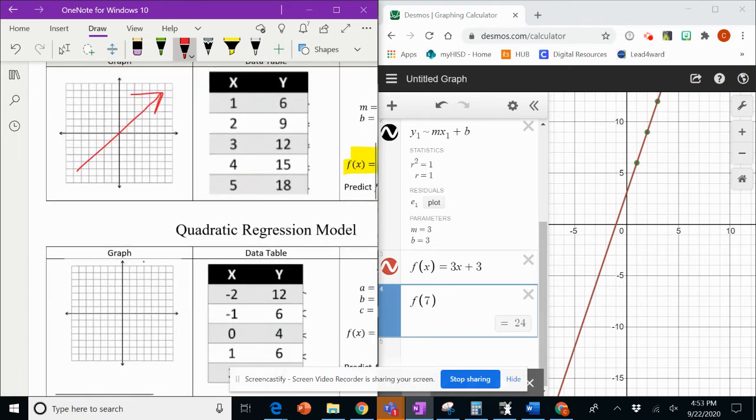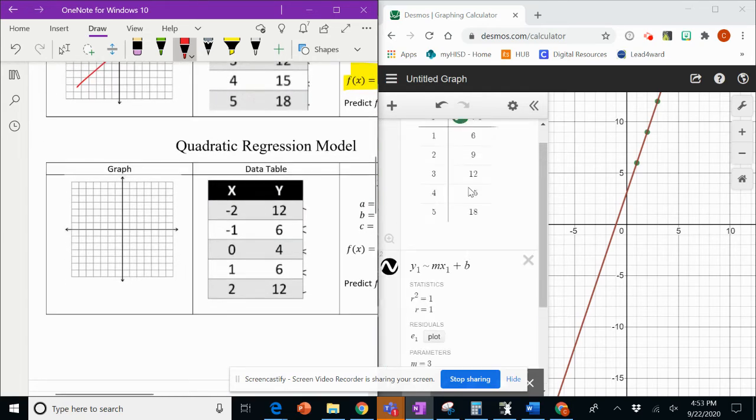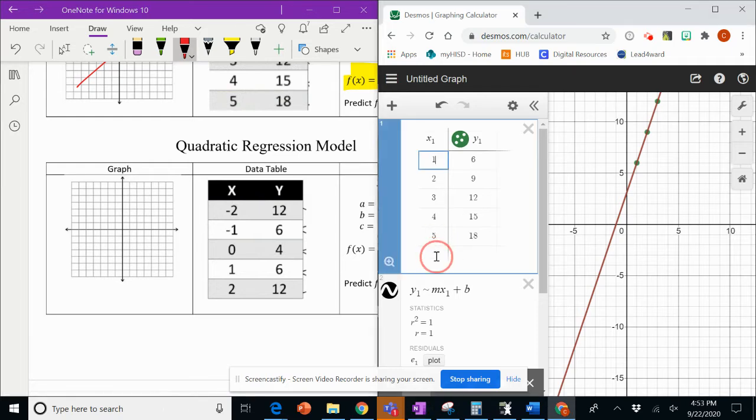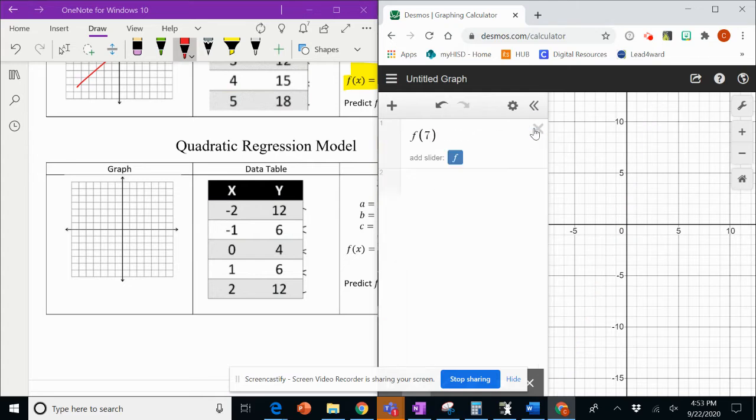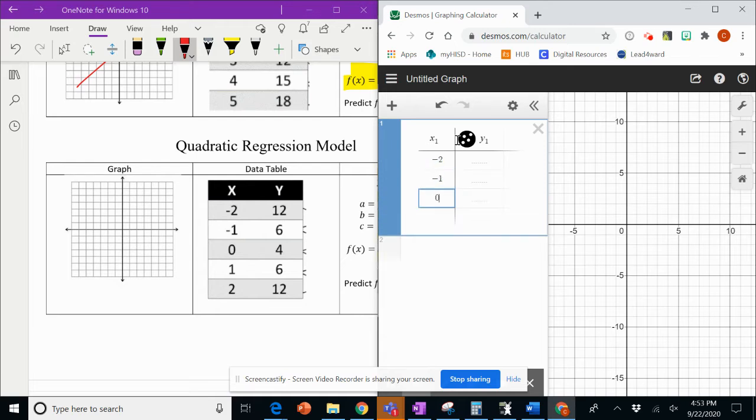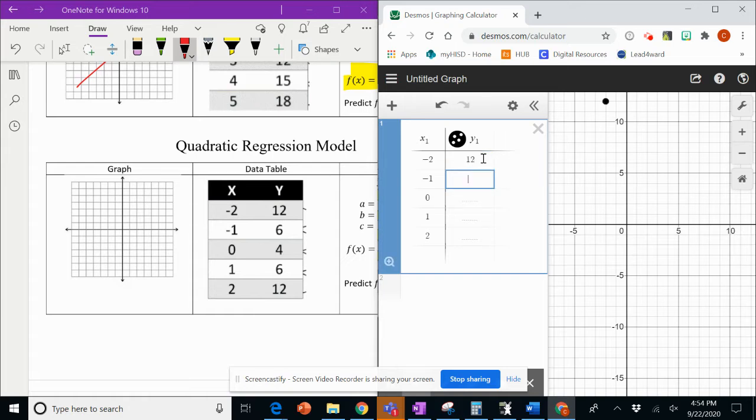Now this one, we're going to do a quadratic regression. So let's see what a quadratic regression would look like. So I'm going to clear my table. And if you want, you can honestly just delete all these boxes and start from scratch. That's what I'm going to do. And I'm going to enter a brand new table. I'm going to enter my x values: -2, -1, 0, 1, and 2. Next side, I have y values 12, 6, 4, 6, and 12.